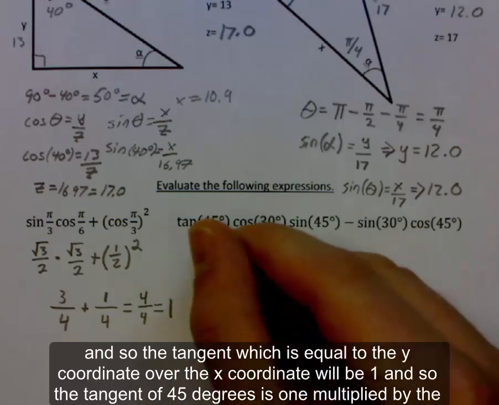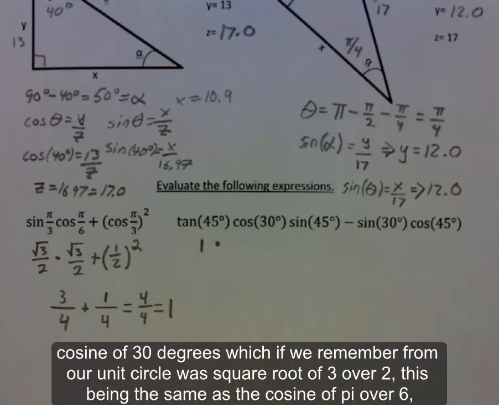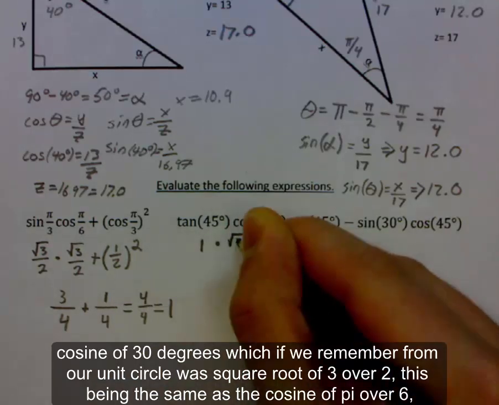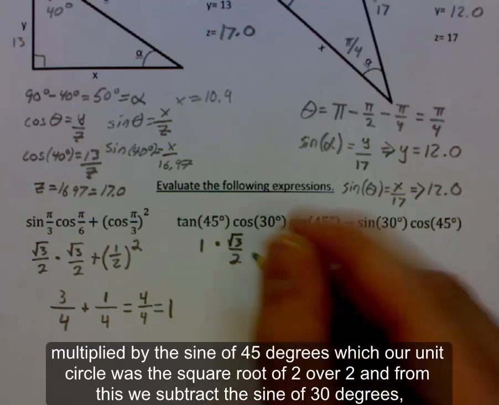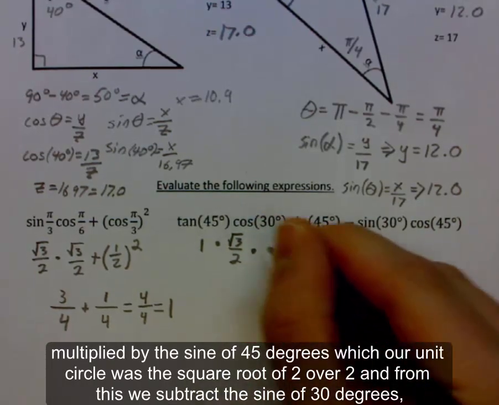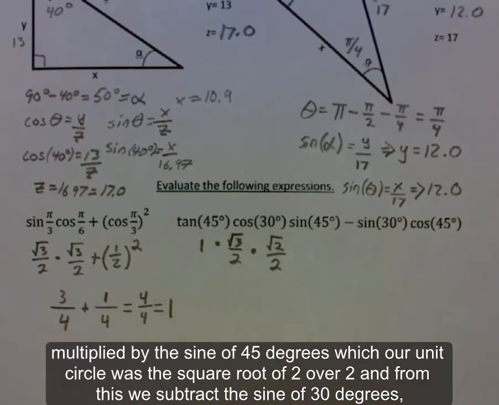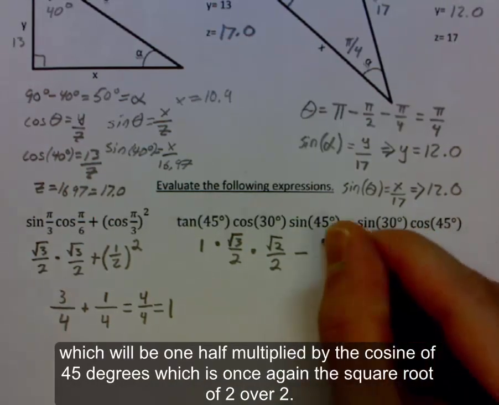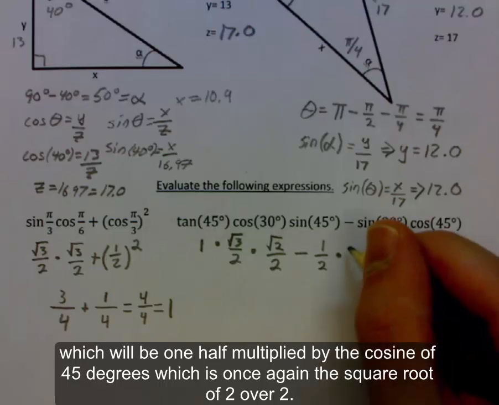And so the tangent of 45 degrees is 1 multiplied by the cosine of 30 degrees, which if we remember from our unit circle was square root of 3 over 2, this being the same as the cosine of pi over 6, multiplied by the sine of 45 degrees, which our unit circle was the square root of 2 over 2. And from this, we subtract the sine of 30 degrees, which will be 1/2, multiplied by the cosine of 45 degrees, which is once again the square root of 2 over 2.